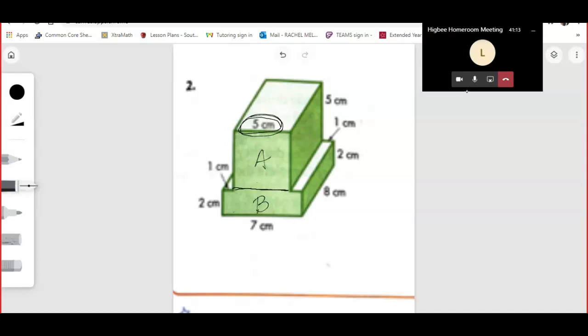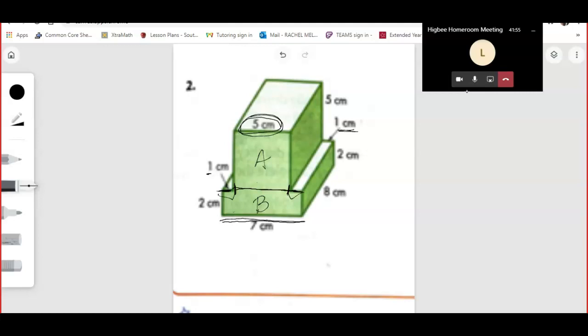Okay, this is a little tricky. I want you to look at the very bottom of this shape. The very bottom here is 7, correct? You see this piece right here is 1, and this piece right here is also 1, right? But we don't want this piece or this piece. So if I take the total of 7 and I take away 1 and 1, that's 5.